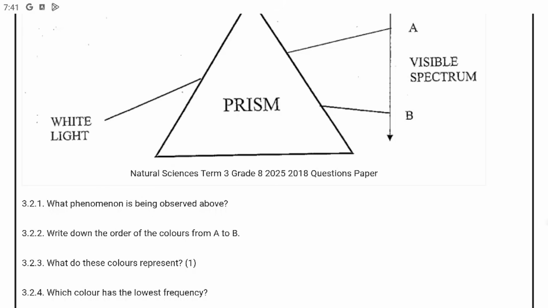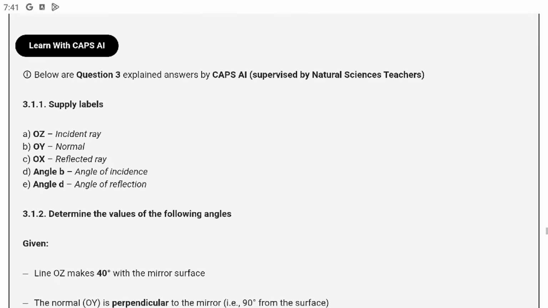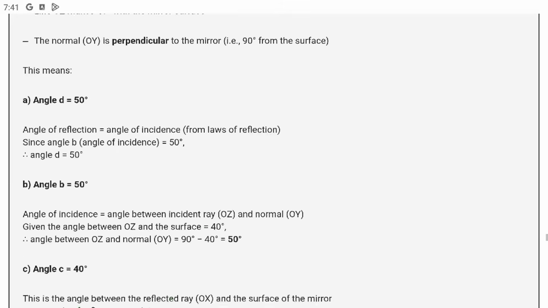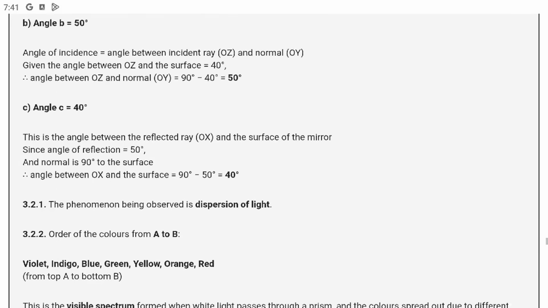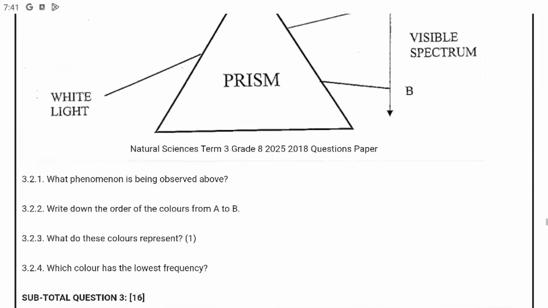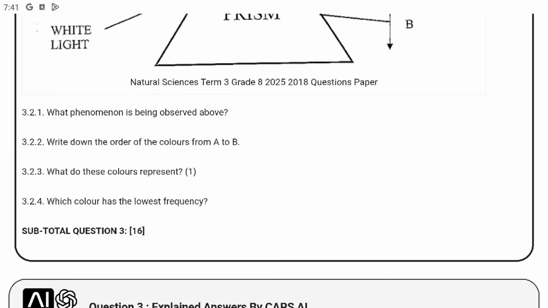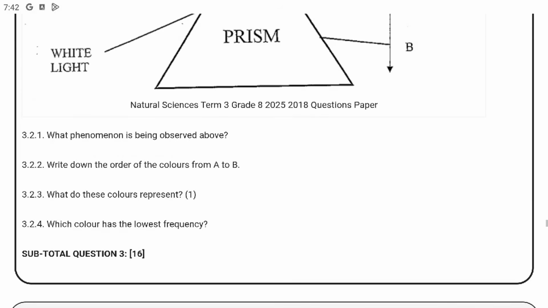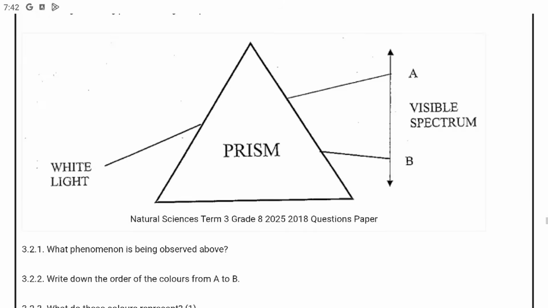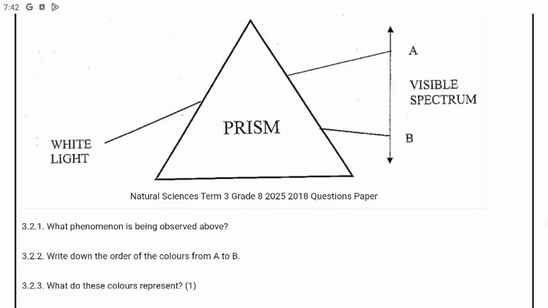3.2.1. What phenomenon is being observed above? The phenomenon being observed is dispersion of light. 3.2.2. Write down the order of the colors from A to B. So our A to B is right there. From the top to the bottom, we are being asked to write down the order of the colors from A to B.